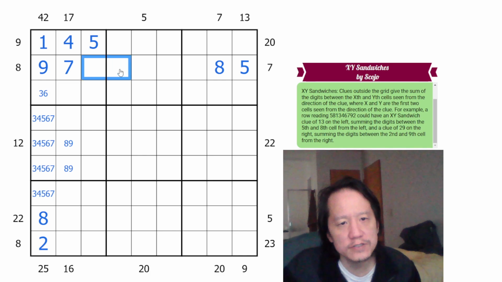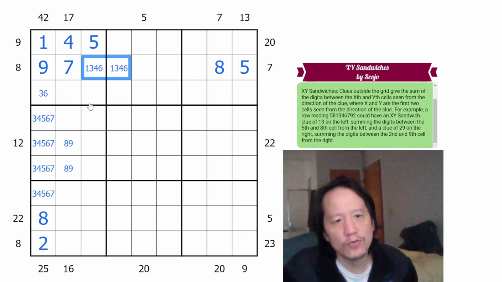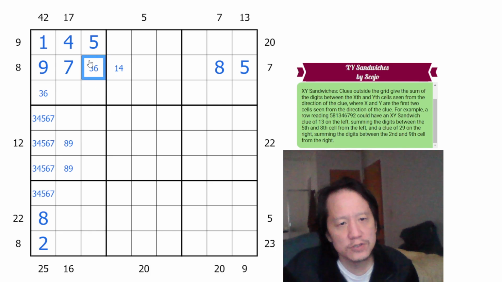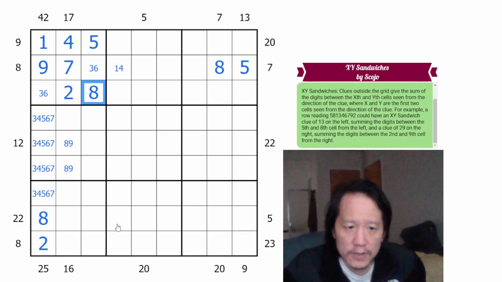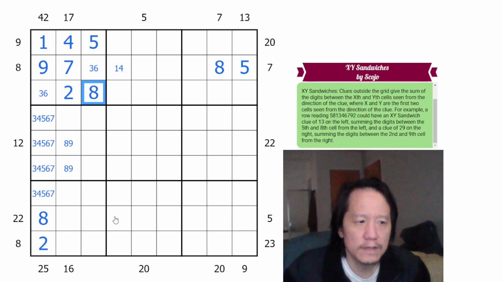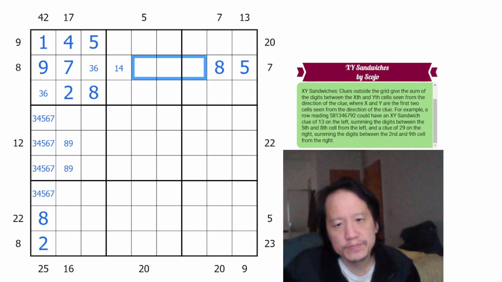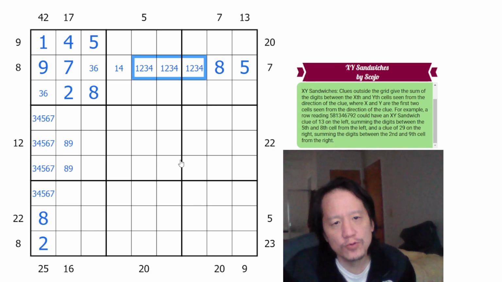Which means it cannot be 2, 5 to add up to 7. It could be 1, 6, or 3, 4. And it can't be 1 or 4 here, so it can't be 3 or 6 here. So this is 3 or 6, this is 3 or 6. This can't be 2, or this has to be 2 and 8. 8 can't be here, therefore this is 2, which makes that 8. So this is 1, 2, 3, 4, and 6.